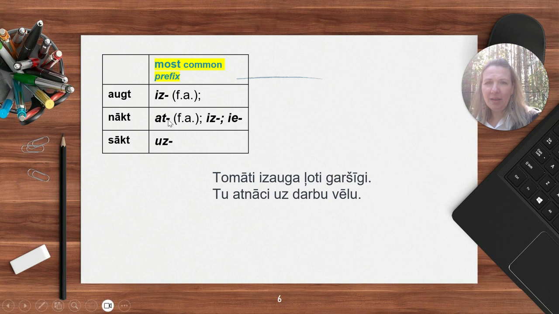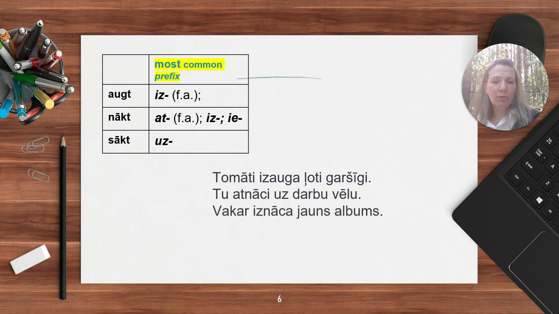Tu atnāci uz darbu vēlu. So atnākt. No, I said it's a finished action, but it's probably not always, because at- usually shows the direction. Tu atnāci uz darbu vēlu. So you came to work late. So you arrived at the workplace late. Yeah, that's why I did add a finished action.